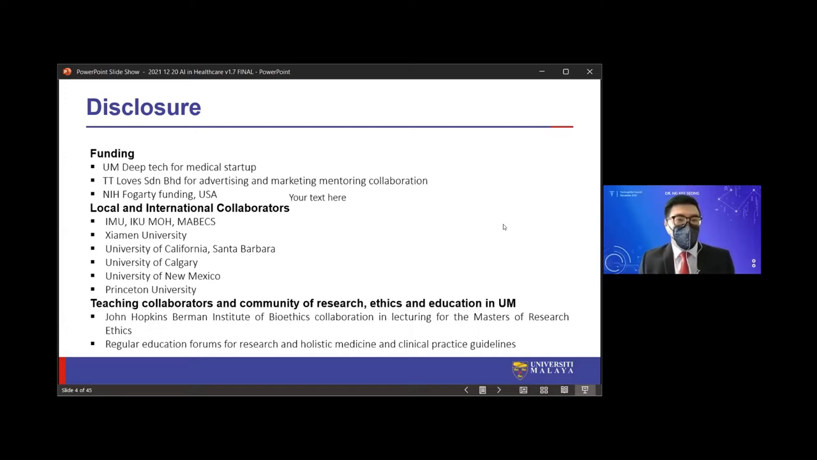Just a quick disclosure, I am funded by UM Deep Tech for this medical startup, and we have a few collaborators like BT Loves Sundram Bahat as well as Habib AI. I'm also receiving funding from NIH Fogarty for the work I'm doing with regards to teaching ethics in UM as well as looking into implementation science with Yale.